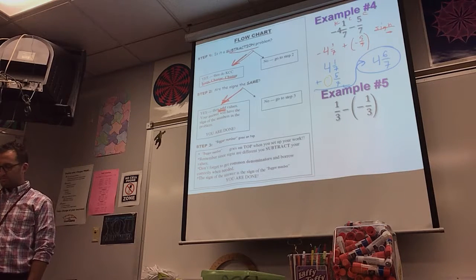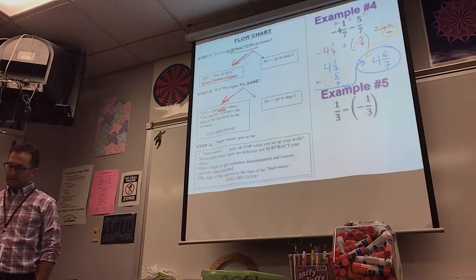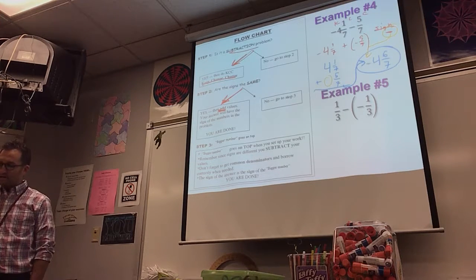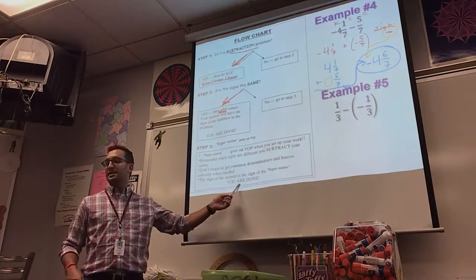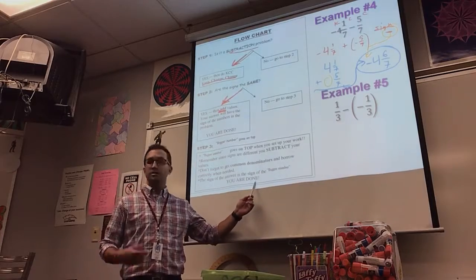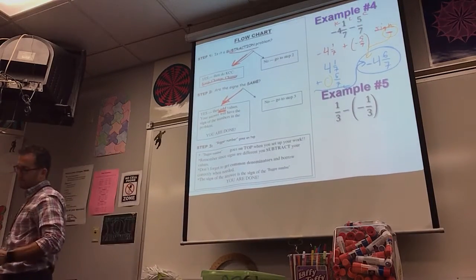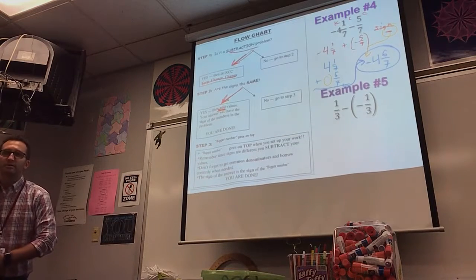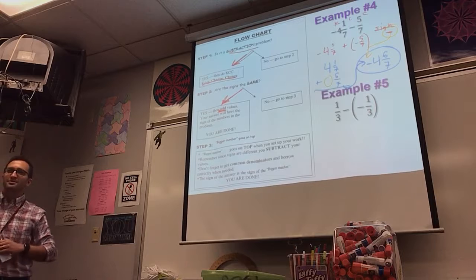Wrong! Got that negative. Guys, why did I have you identify if it was positive or negative at the beginning? Because we need to make sure that, what's it say at the end of the flow chart? Look at it. Don't forget your signs. All right, example 5. Hey, it's equal 0, right? No. Wrong.